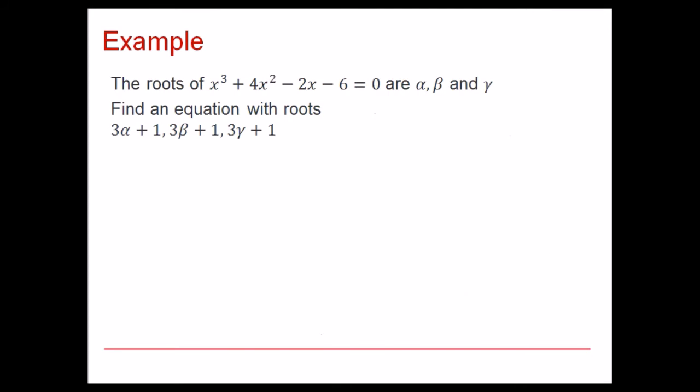Let's consider another cubic equation. In this case, we can see that the coefficients are a equals 1, b equals 4, c equals minus 2, and d equals minus 6 for the original equation, whose roots are alpha, beta and gamma. We want to find an equation with roots 3 alpha plus 1, 3 beta plus 1, and 3 gamma plus 1. You may want to pause the video here to think about what substitution you might use.